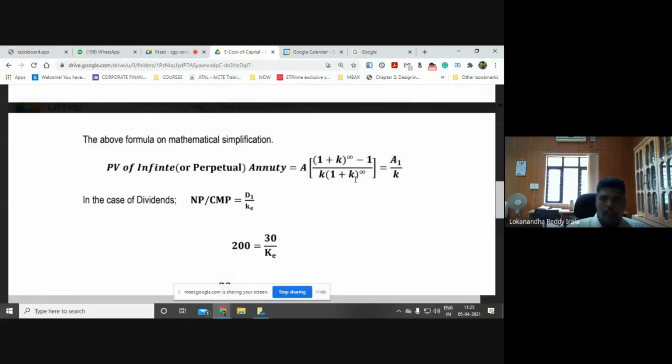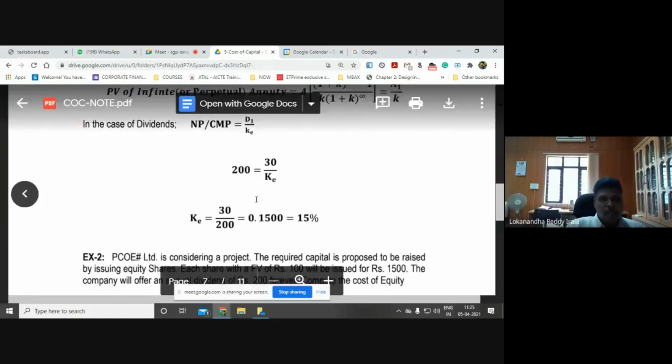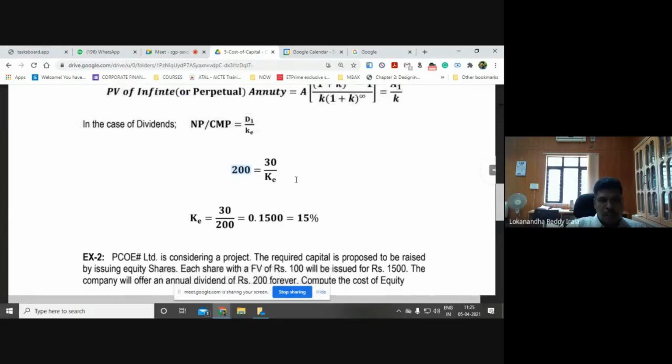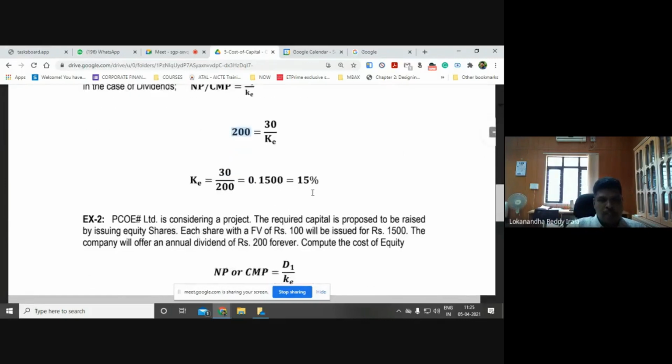So (1 plus k) to the power of infinity minus 1 is (1 plus k) to the power of infinity, and you divide by 1 by k into (1 plus k) to the power of infinity. So (1 plus k) to the power of infinity gets cancelled, and what you will be left with is 1 by k. So simply now 200 is equal to 30 divided by k. So k is equal to 15%.